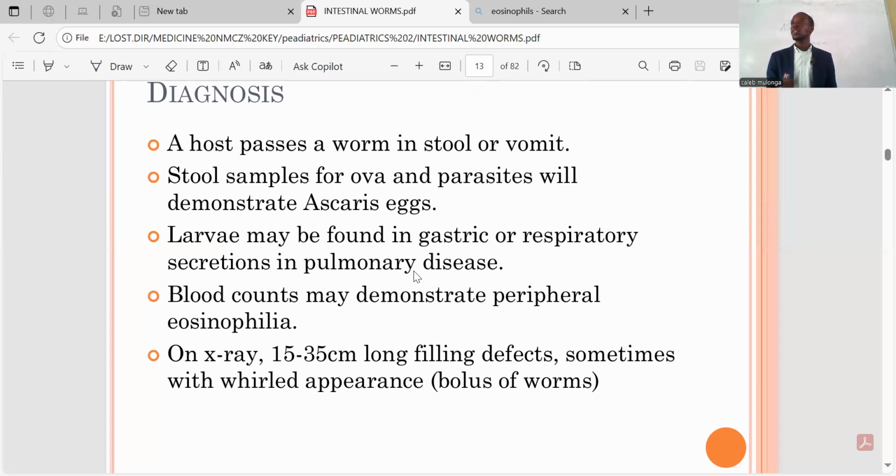And then the last one, we can get the radiology investigation, and this one is abdominal X-ray. This abdominal X-ray will sometimes show the presence of the worms in the intestines. It will show the presence of worms in the small intestine.